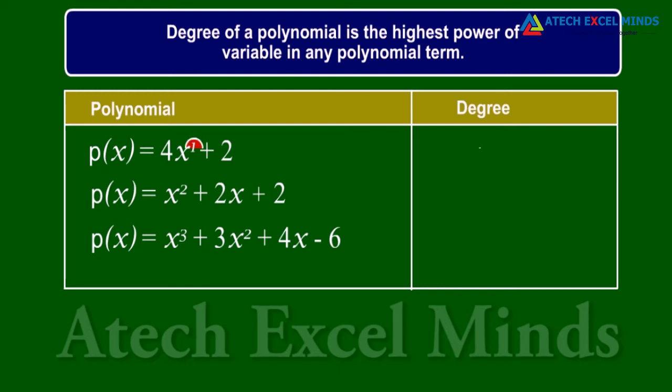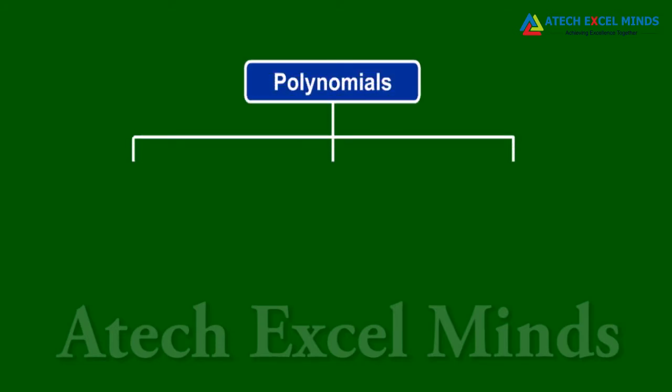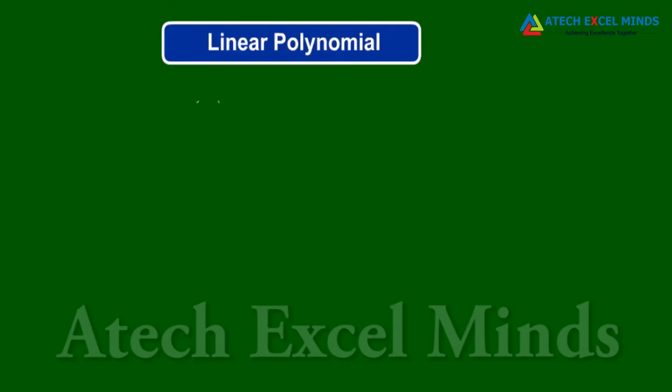The degree of first polynomial is 1. The degree of second polynomial is 2, because variable x has highest power of 2. Similarly, the last polynomial has degree 3 because the highest power of variable x is 3. Based on the degree of polynomials, polynomial is classified into 3 main types: linear, quadratic, and cubic.